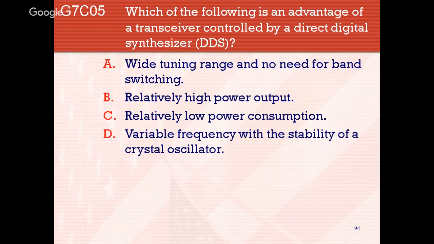Which of the following is an advantage of a transceiver controlled by a direct digital synthesizer? Boy, oh boy. Again, this is part of your software-defined radio, but the variable frequency with the stability of a crystal oscillator. Some radios have a stability oscillator built in. Other radios, I recall, you can get a higher stability by ordering the crystal oscillator as an option.